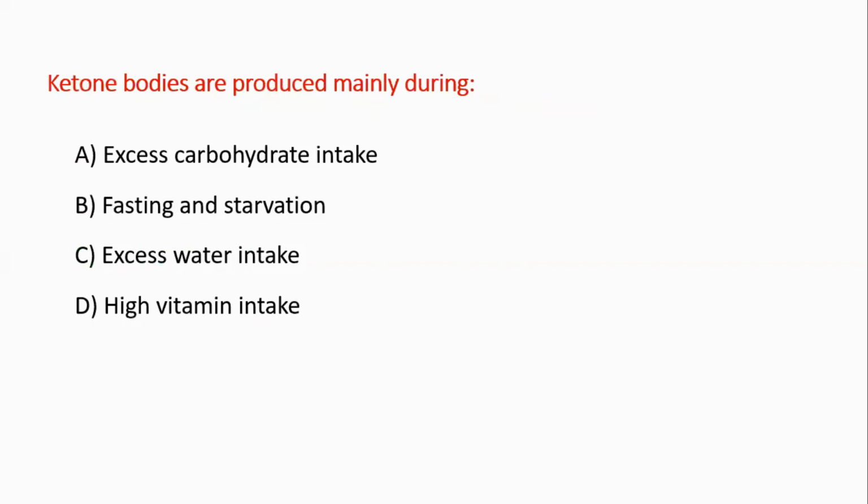Ketone bodies are produced mainly during, options are excess carbohydrate intake, fasting and starvation, excess water intake, high vitamin intake. What happens when glucose becomes scarce? The body creates a backup fuel to keep important organs running. What are these special molecules called?